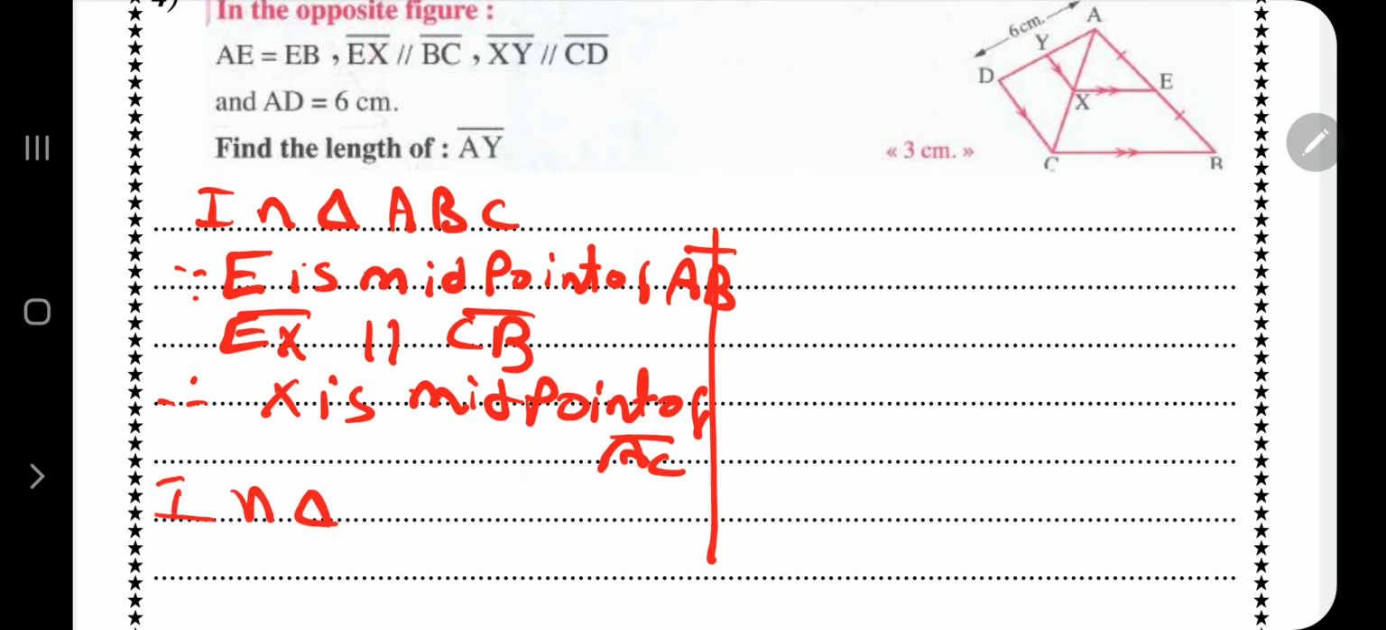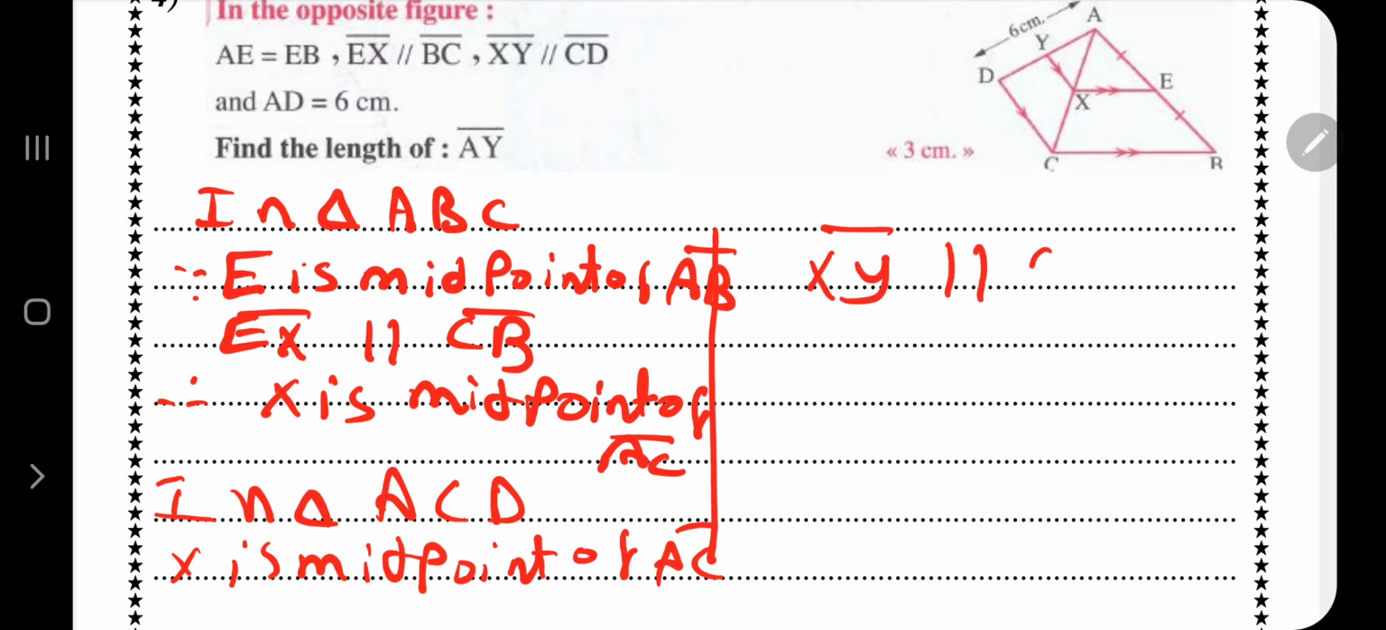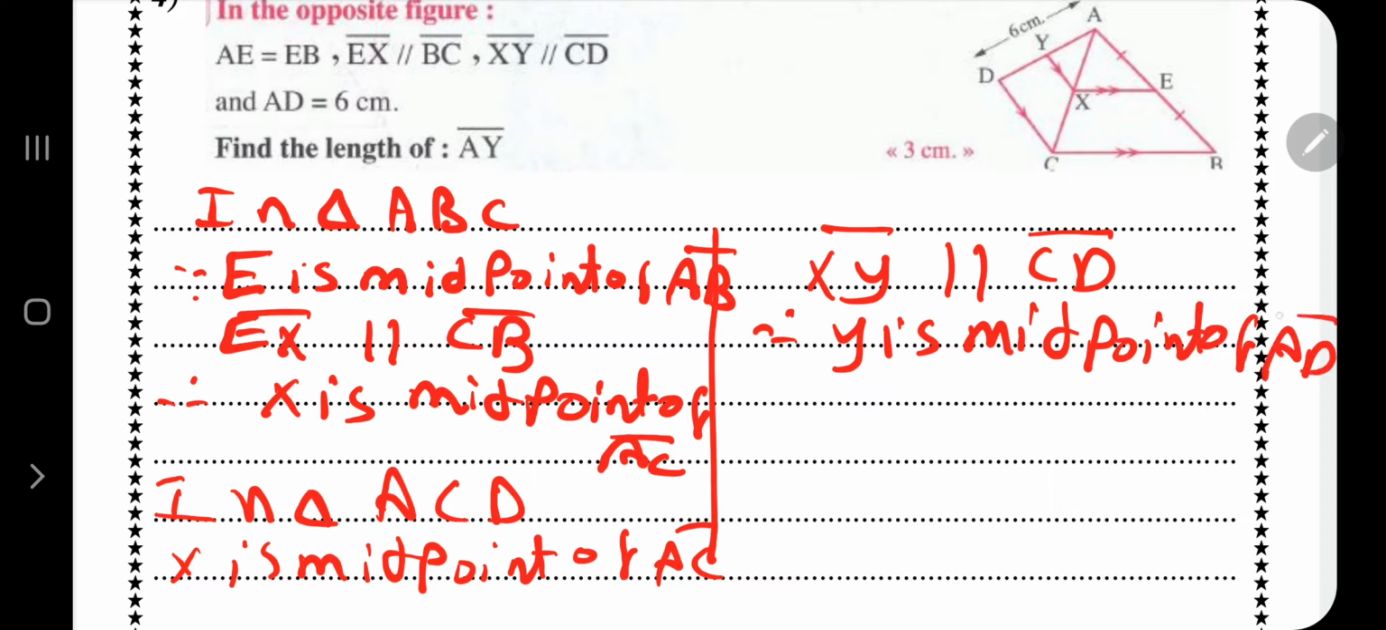In triangle ACD, X is the midpoint of AC, XY is parallel to CD, that means Y is the midpoint of AD. That means AY equals 6 over 2 equals 3 centimeters.